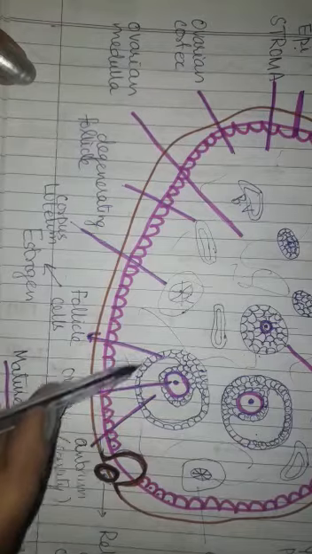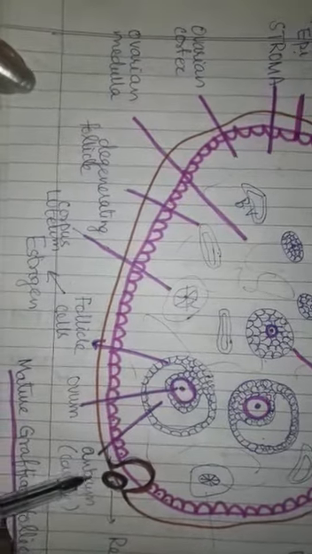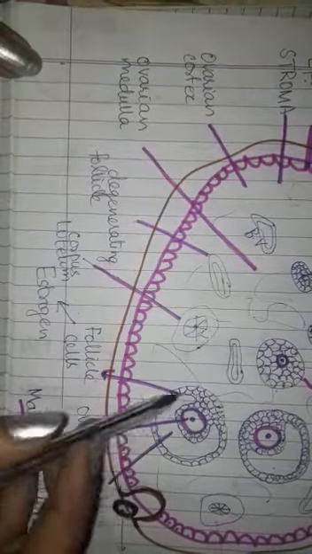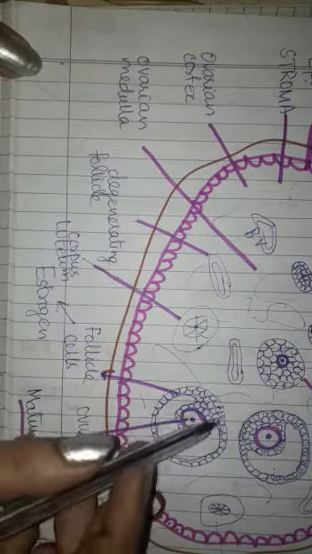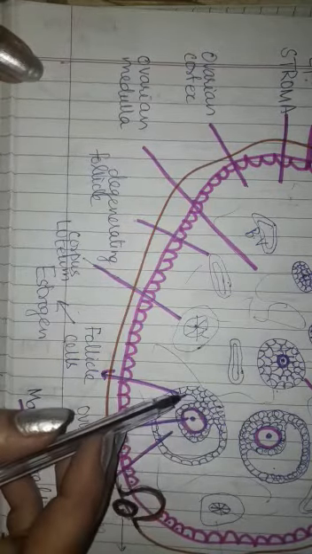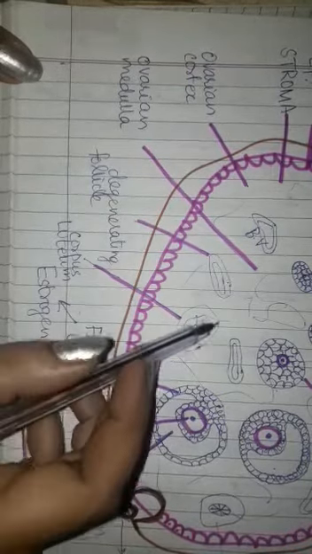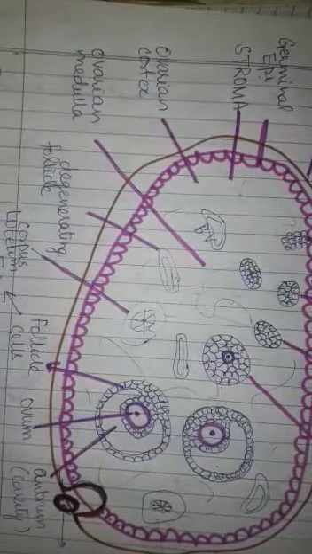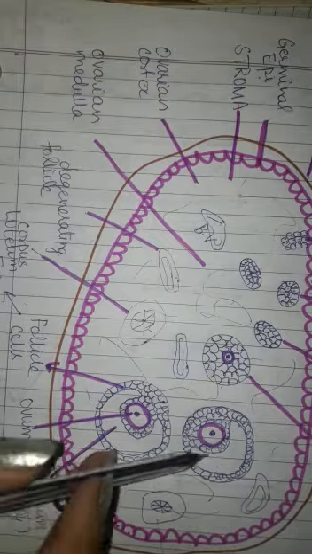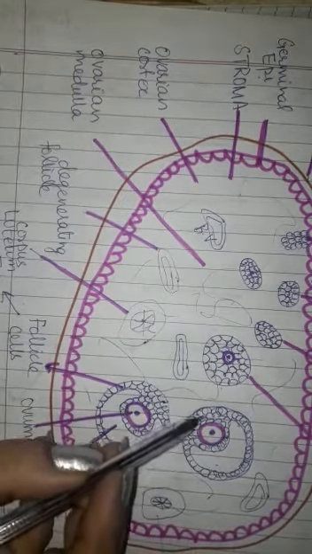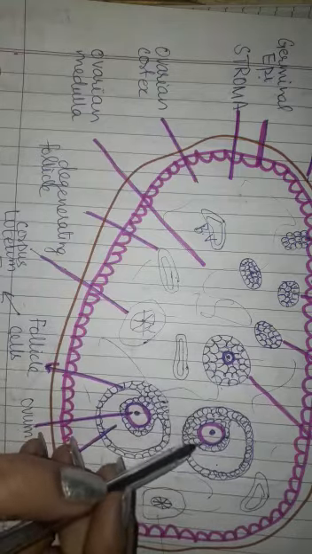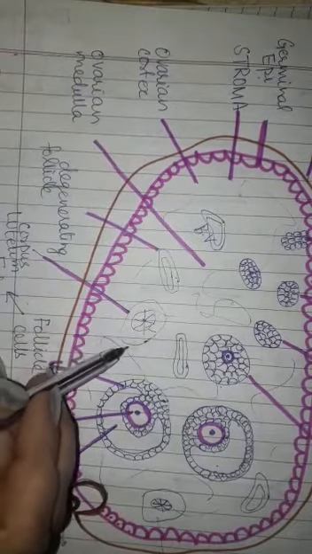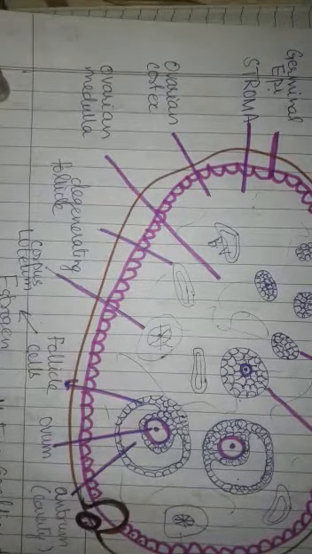Ovum is released from the most mature Graafian follicle and the process is called ovulation. After the release of the ovum from this Graafian follicle, the remaining cavity and the follicular cells, this regressing Graafian follicle, is called the corpus luteum. So the two hormones, estrogen and progesterone, are released by these Graafian follicles. Estrogen is released by the follicular cells of the Graafian follicle and progesterone is released by the corpus luteum.